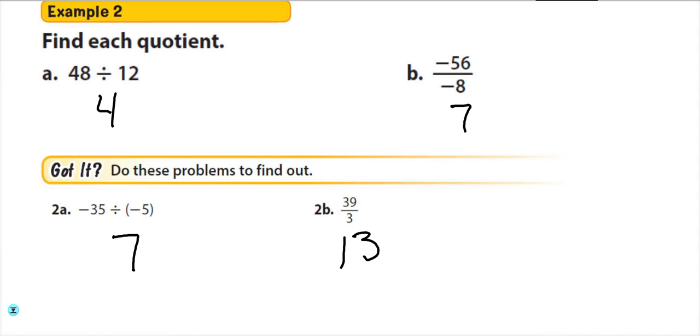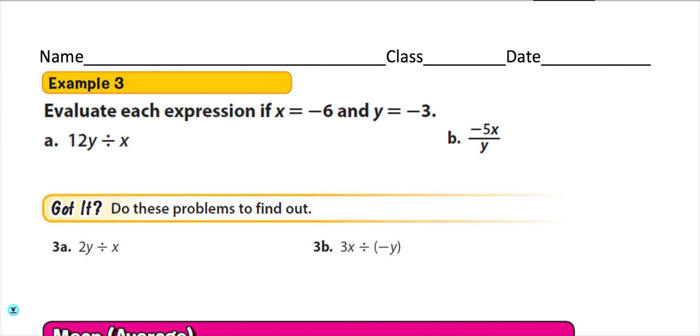All right, let's go ahead and turn the page. This time we're going to be evaluating, so we're going to be plugging stuff in. So we have 12y, 12 times y. Remember, a number next to a letter means multiply, so it's going to be times negative 3 in this case, and then we're going to divide by x, which is negative 6.